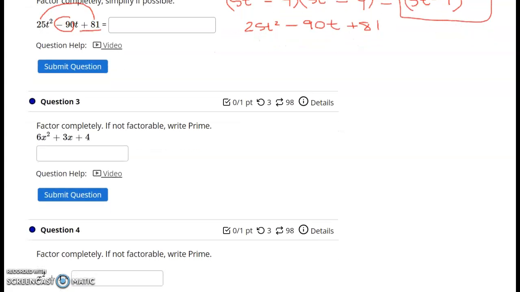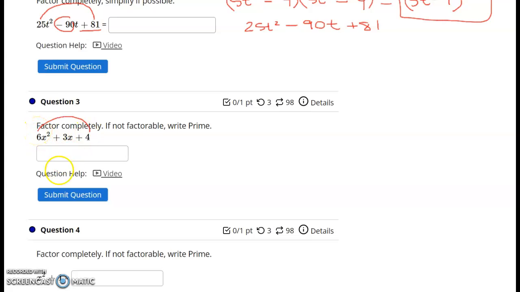So number 3, we need to factor completely. Now this one, we do have a number in front of the x squared, and 4 is a perfect square, but 6 is not. So first thing I look for is a greatest common factor. Is there any number we can factor out of all 3? Well, no, there's not. So we're just going to do the rainbow method.